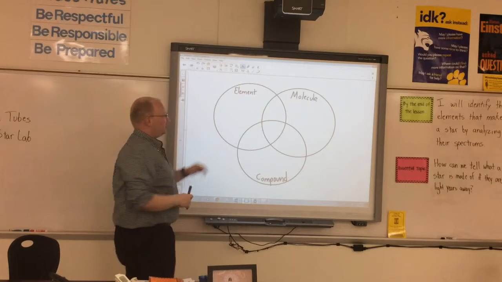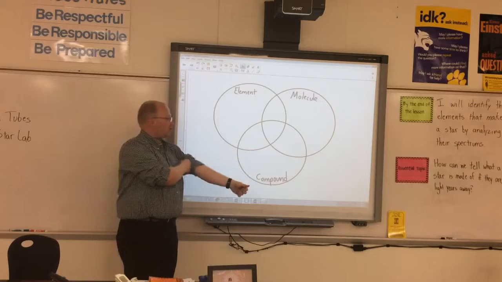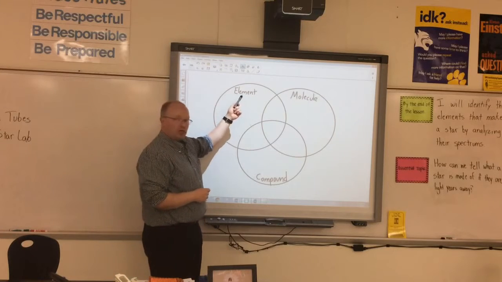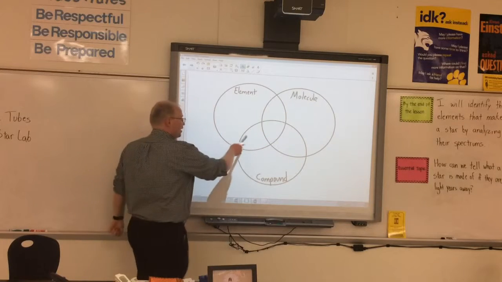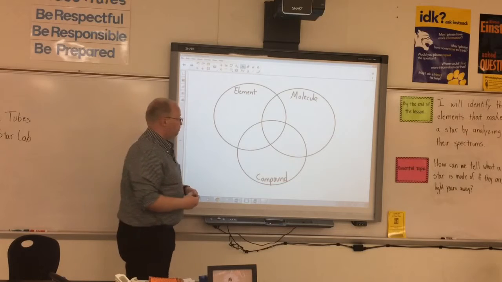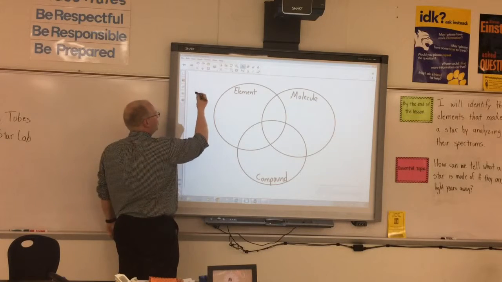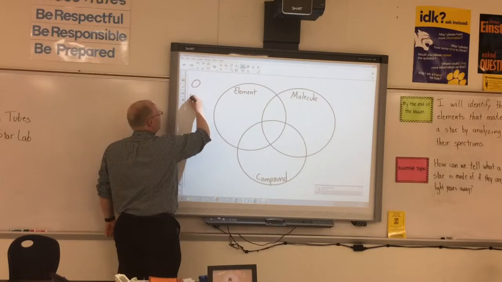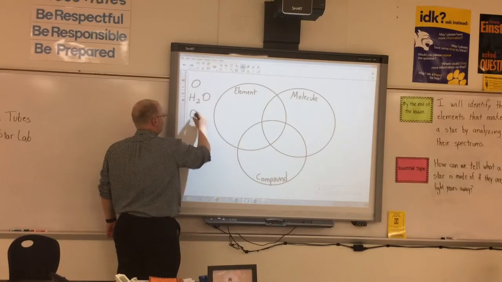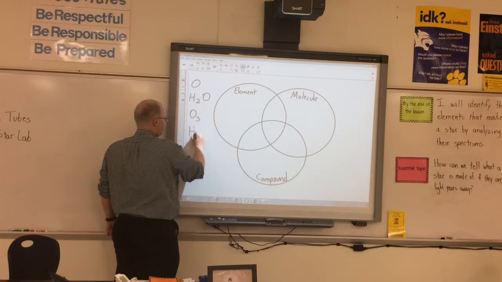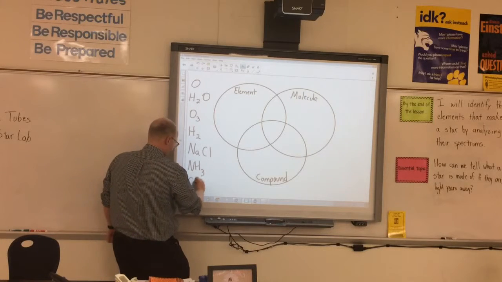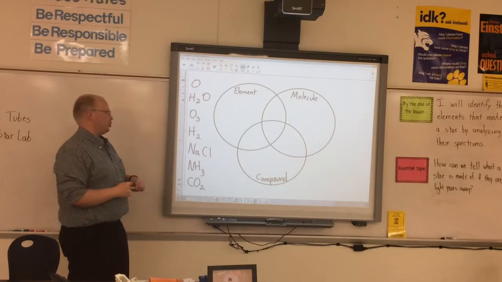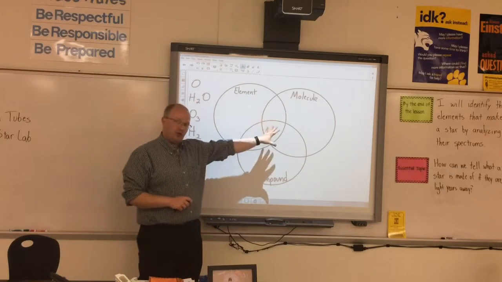Next, we're going to look at a Venn diagram. So go ahead and draw a Venn diagram very similar to this. We have three sections. One section for things that are just elements, one section for things that are just molecules, one for just compounds, and then areas in between would be combinations of them. And so off to the side, I'm just going to write a few things. Okay, so these are going to be like my options. These are things I'm going to try to fit into the Venn diagram.